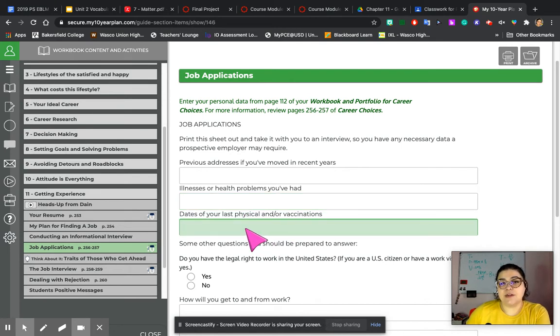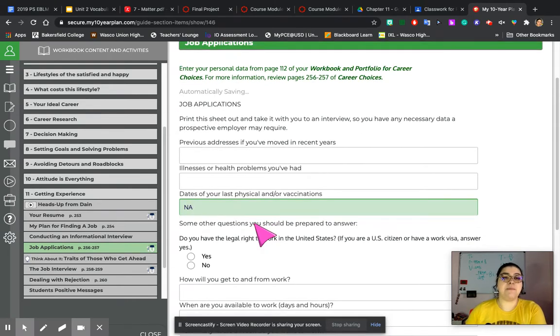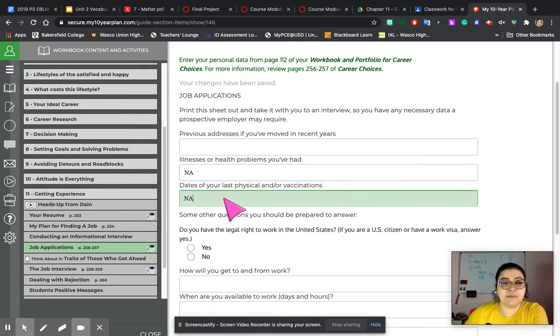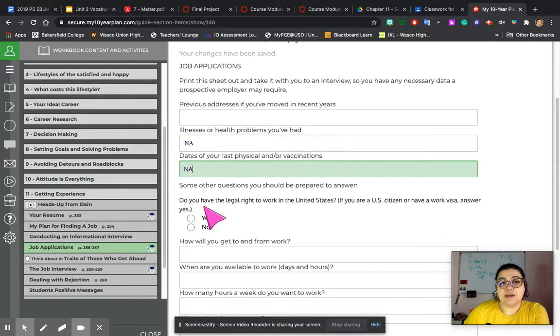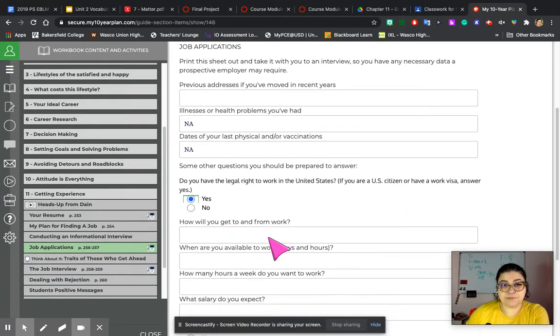Okay, dates of your last physical or vaccinations, leave that blank. You don't need to put it. In fact, I'm putting NA so you remember. Okay, and then up here, if you're not going to put anything, put NA. Do you have the legal right to work in the United States? So in other words, do you have a DACA, or were you born here? So you have a social security card. Do you have a work visa? Yes or no? Everyone just click yes.